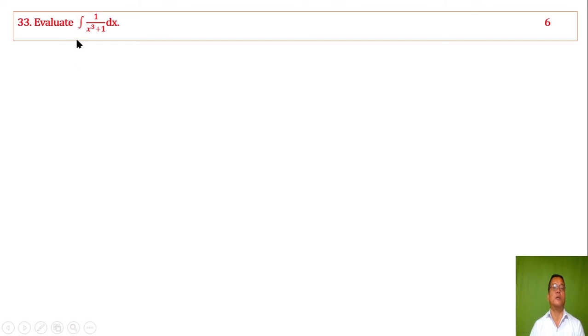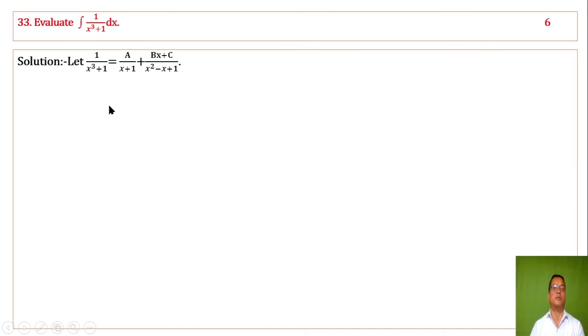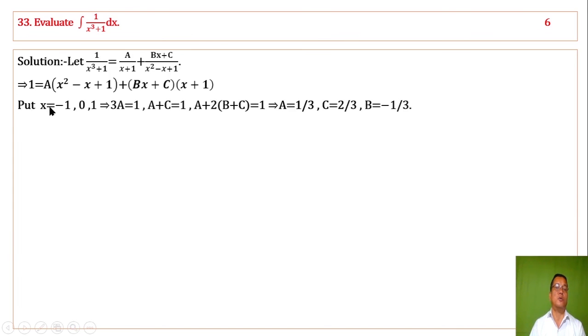33. Evaluate the indefinite integral. We have to resolve the given fraction 1 by x cubed plus 1 expressed in this form. For linear, we have to put A. For quadratic, we have to put Bx plus C. Multiply both sides by x cubed plus 1, we have this, which is an identity in x. Put x equal to minus 1, 0, 1, we have these three equations. Solving, we have A equal to 1 by 3, C equal to 2 by 3, B equal to minus 1 by 3.